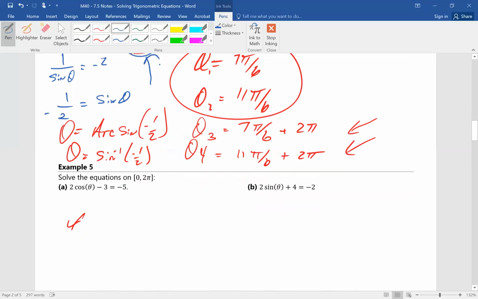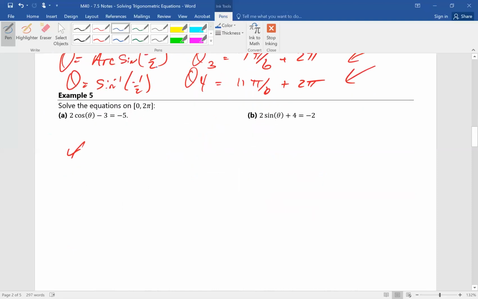Okay, let's do example 5A and B on your own. And then that'll be the end of this video here. But pause the video, try to knock those out. And when you're done, I'll show you how to do them pretty quick. Okay, pause the video. Please do it on your own. Give it a shot. Go.